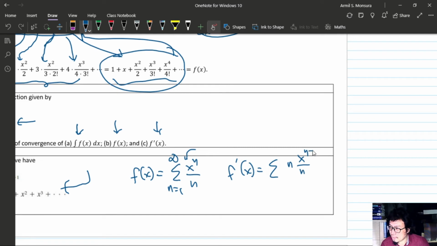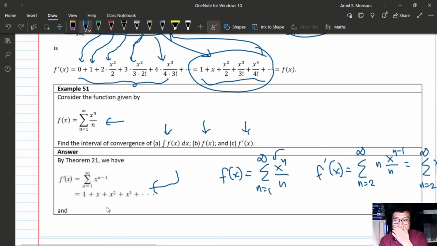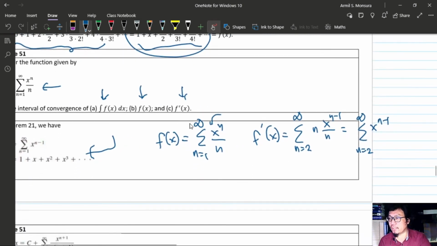This is n, but this is n minus 1 already. But we will have this to be n equals 2 up to infinity. So this simply becomes the sum of x raised to n minus 1 for n equals 2 up to infinity. Actually, you can check it this way. If you expand, this becomes x plus x squared over 2 plus x cubed over 3, and so on.